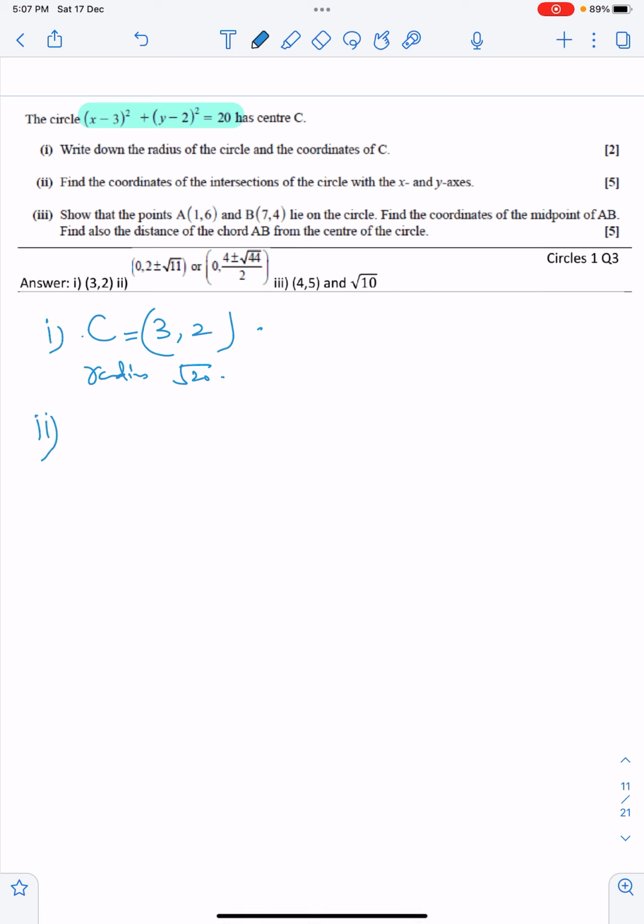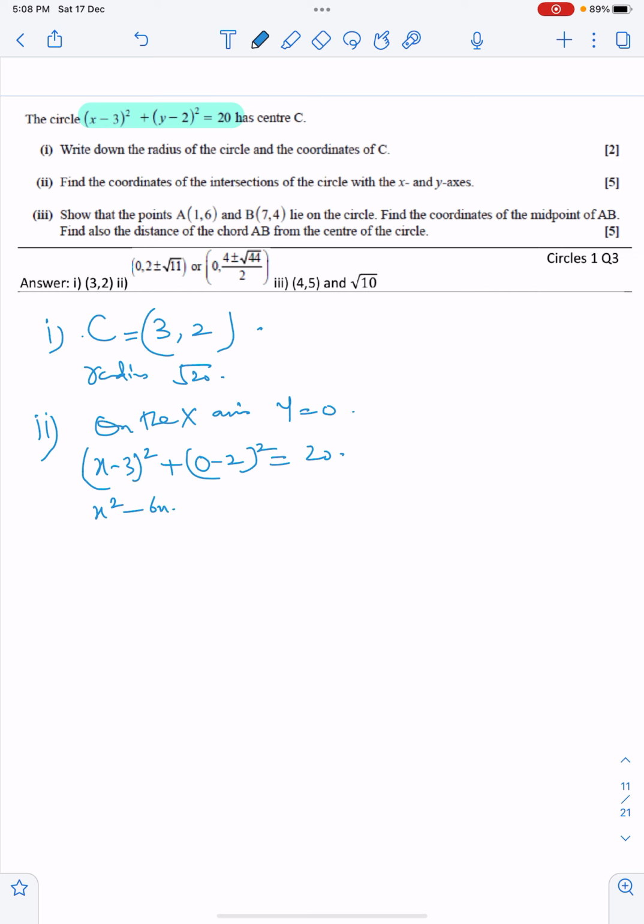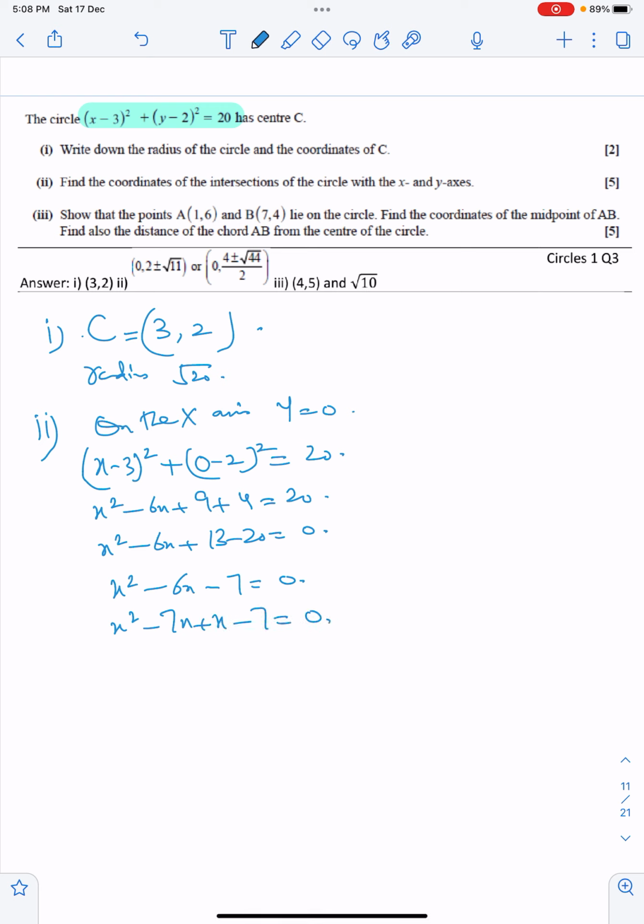Find the coordinates of the intersection of the circle with the x and the y-axis. On the x-axis, y is 0. So I'm just making y equals 0 in this equation. (x minus 3) the whole square plus (0 minus 2) the whole square equals 20. x square minus 6x plus 9 plus 4 equals 20. x square minus 6x plus 13 minus 20 equals 0. x square minus 6x minus 7 equals 0. Minus 7x plus x minus 7 equals 0. (x minus 7)(x plus 1) equals 0.